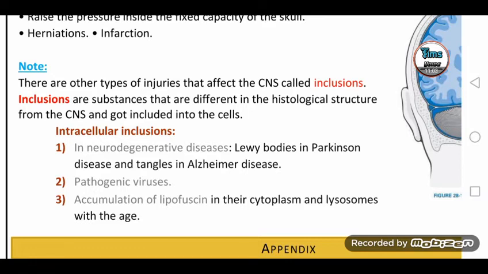So we have the intracellular inclusions. In some neurodegenerative diseases, these inclusions may cause the disease, for example, the Lewy bodies in Parkinson's disease and tangles in Alzheimer's disease. Number 2, these inclusions may sometimes be pathogenic viruses. Number 3, accumulation of lipofuscin in the cytoplasm and lysosome with age. So with aging, accumulation of lipofuscin occurs and it may harm the cell.